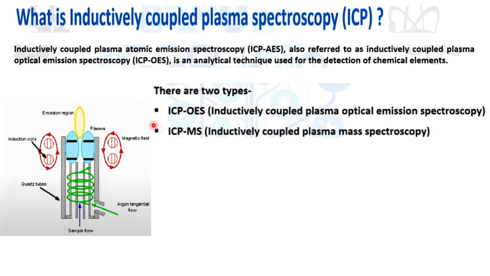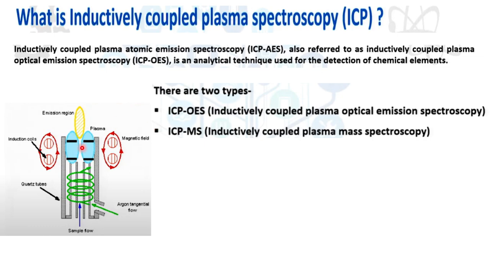Now, what is inductively coupled plasma spectroscopy or ICP? ICP combines 2 different spectroscopies: one is atomic emission spectroscopy, AES, and another is optical emission spectroscopy, that is OES. This is also used to determine the chemical composition or presence of different chemical elements in a substrate material. There are 2 types: inductively coupled plasma optical emission spectroscopy and inductively coupled plasma mass spectroscopy.